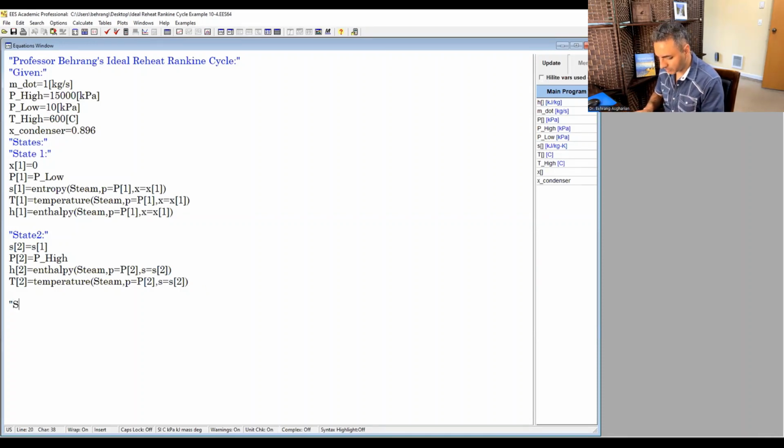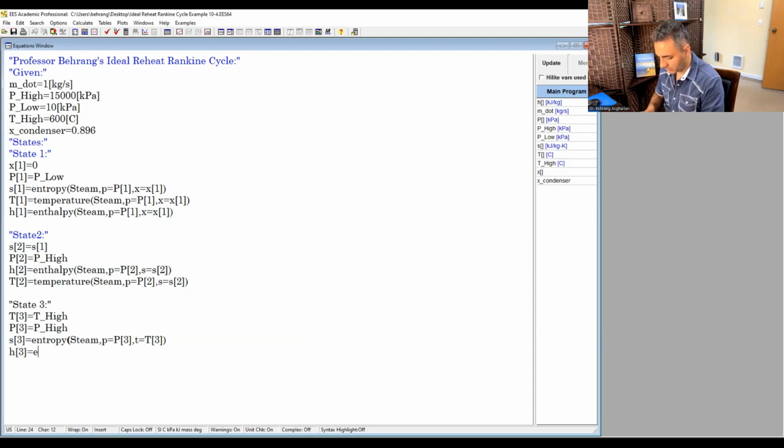Okay, state 3. What do I know about state 3? What was given was that T3 is the T high value, and P3 was the P high value. So I got it. Now I need to find 2 other properties. I need S3, the entropy of steam, right? Steam and water are the same things in EES, by the way. When P is P3 and T is T3. And I need H3.